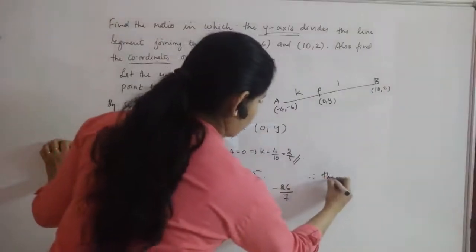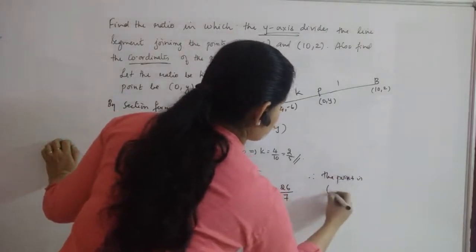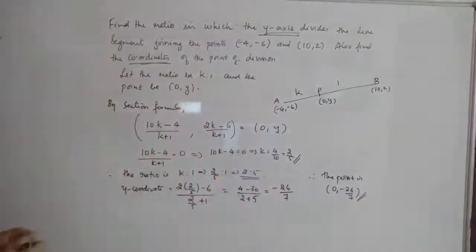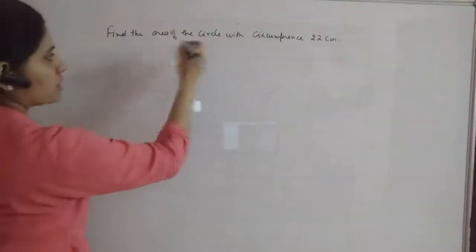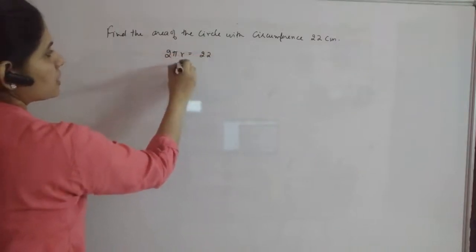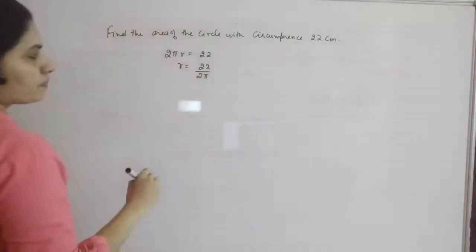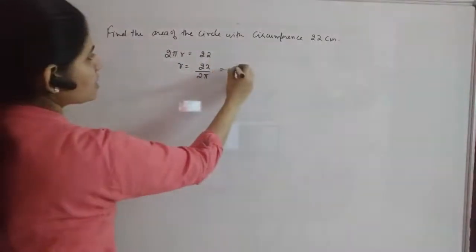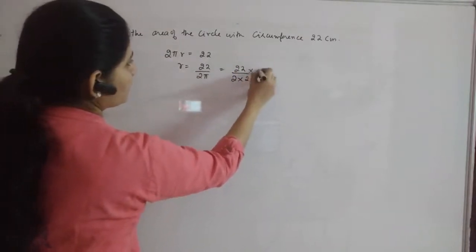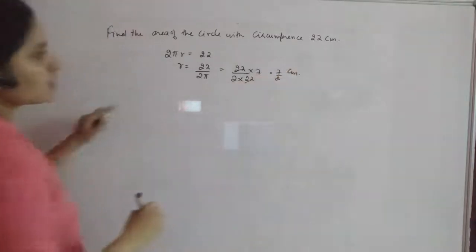Yes, therefore the point is (0, -26/7). In circumference, the circumference of the circle means it is 2πr. 2πr is equal to 22. So you are getting r is equal to 22 by 2π, or you can say 22 by 2 into 22 by 7. So this will give you 7 by 2 centimeters as the radius of the circle.